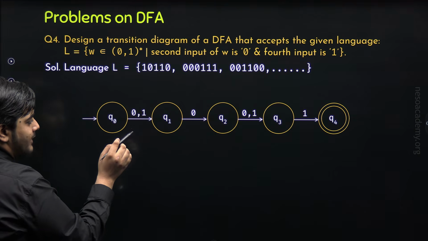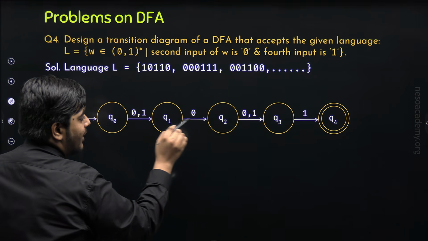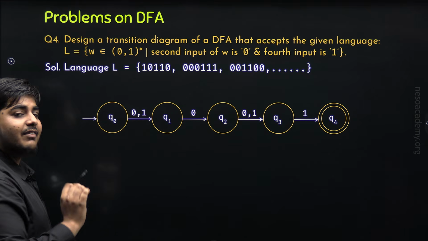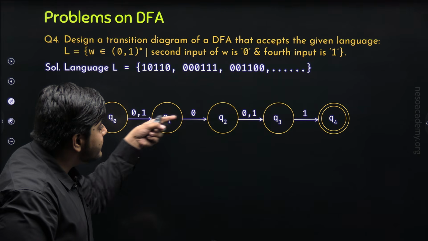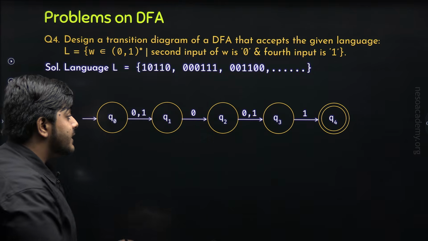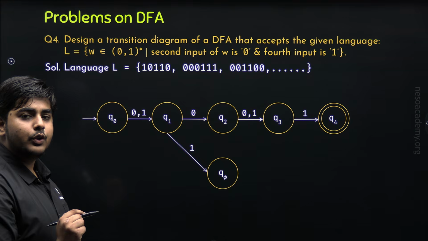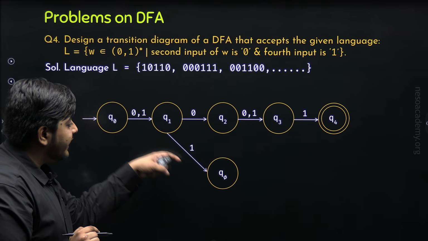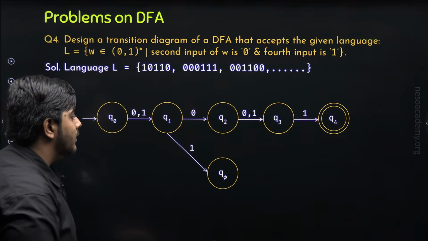Q0 has both the transitions for 0 as well as 1. Q1 has a transition for 0, but doesn't have a transition for 1. And we already know, if the second symbol is 0, it is moving towards the accepting state. But if the second symbol is 1, it will reach the dead state, that is Q5. Because on getting 1 as the second symbol, our condition is failing.